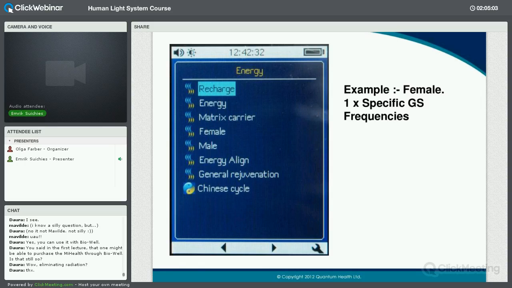This is what I told you about already. Female, for example, is an application in which you can increase the sexual power of a girl, and male is more to increase the testosterone power of the man. And sometimes I use female with men, so if they have too much testosterone, I use female.